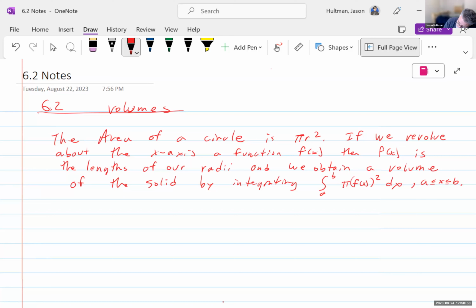So we say that this is a solid of revolution that we're obtaining, and the volume is equal to, well, I'm going to pull the pi out in front: pi, integral from a to b, of f of x squared dx.